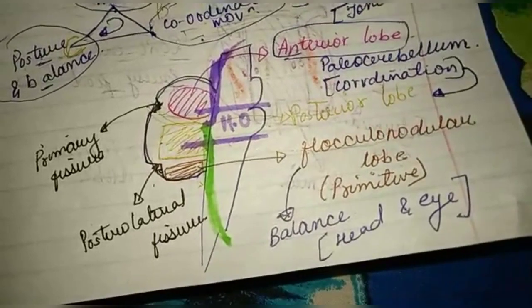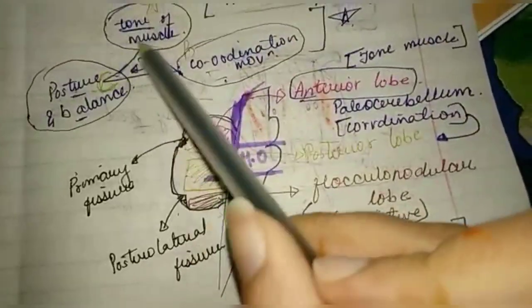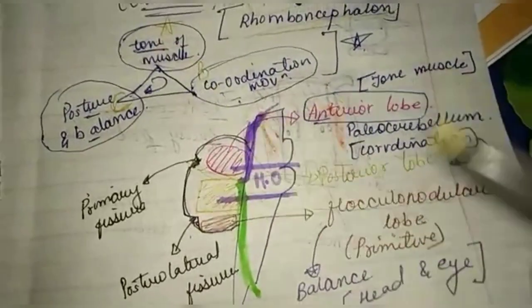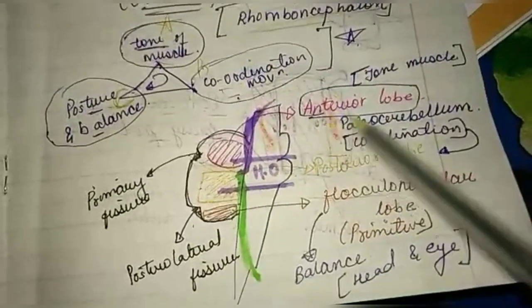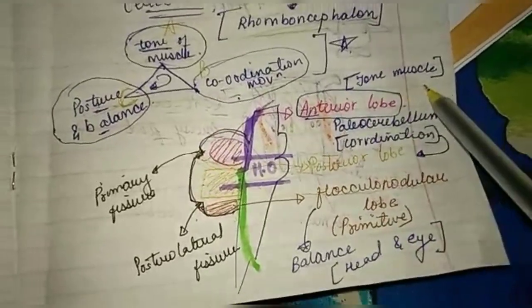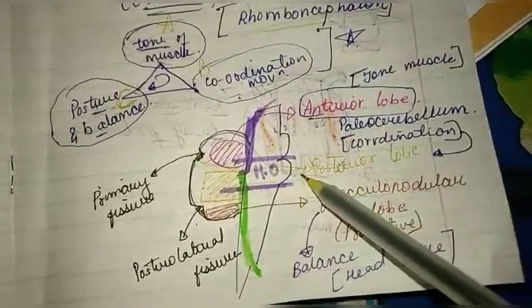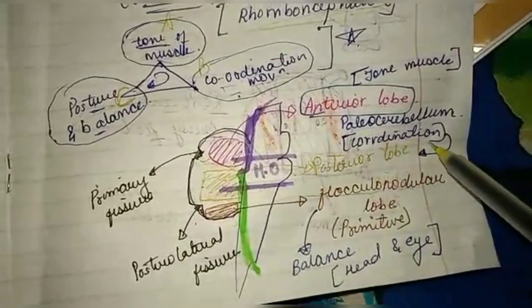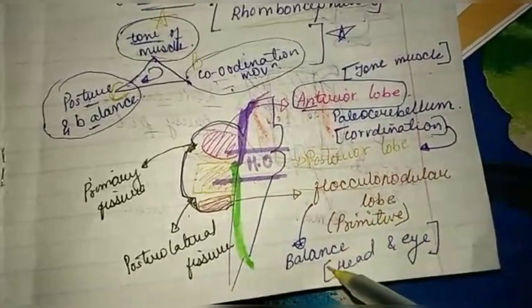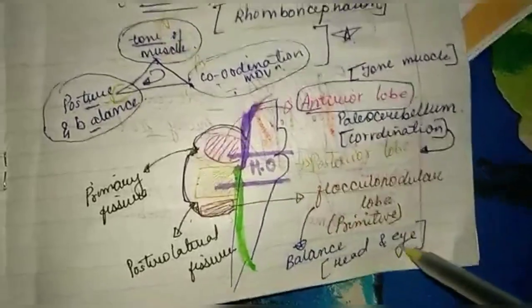Now, why did I tell you to draw a triangle? The reason behind that is this: the function of anterior lobe is tone of muscle. The function of posterior lobe is coordination, and the function of flocculonodular lobe is balance. It mainly balances head and eye.